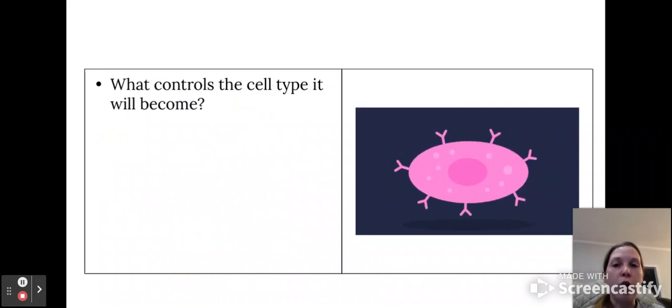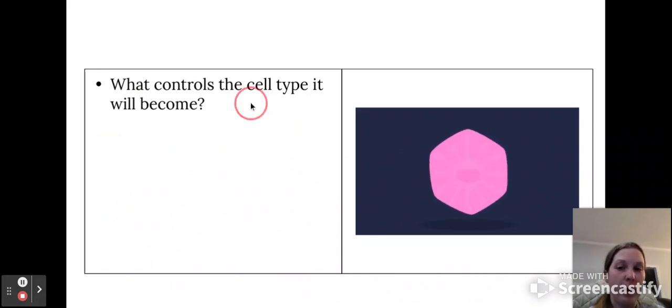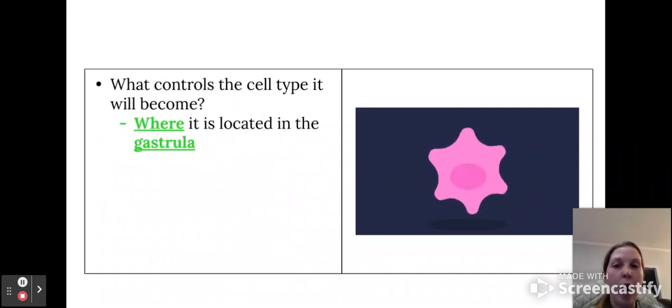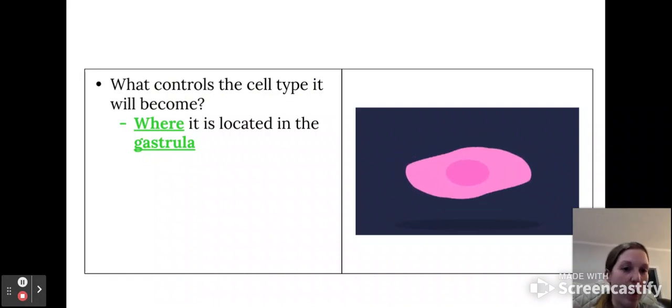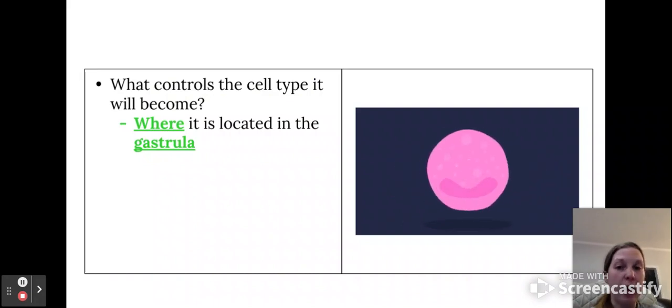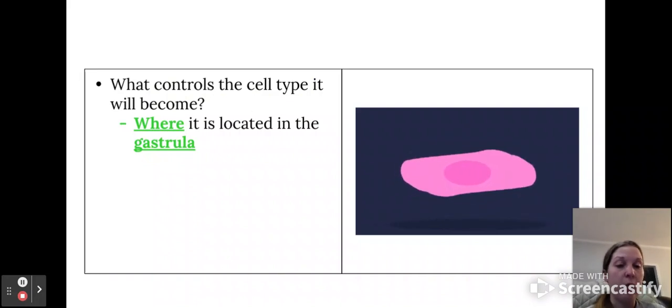So what controls the cell type that it will become? And we said that is all based on the active part of the DNA. And where it is located in the gastrula also plays a part in that. So is it in the ecto, the endo, or the meso?